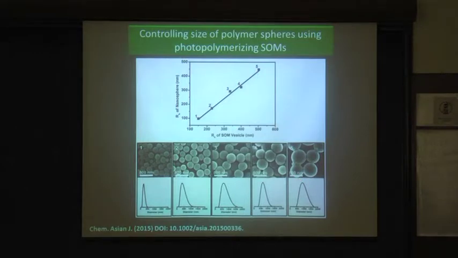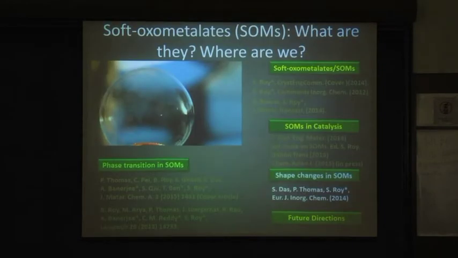But the lower limit, if you look at it here, the intercept is around 40 nanometers. That means this is the lowest size to which we can go. We cannot go below 40 nanometers, because that is the limiting size of the vesicle, below which we cannot get polymers. So having shown this, I would change gears and show you shape transitions in the soft oxometalates.